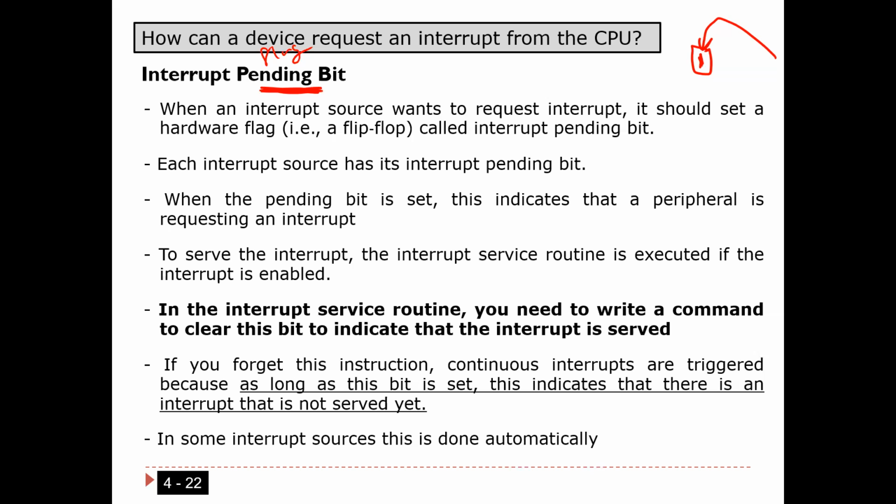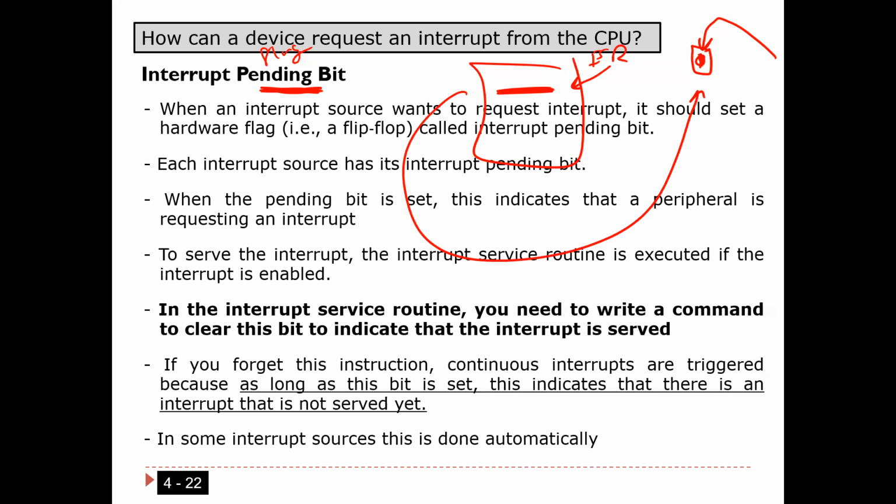However, the hardware is going to put 1 here, but it's your responsibility as a programmer. Once we serve the interrupt and go to the interrupt subroutine, you have to write an instruction to clear this one, make it 0. Let me say it again. There is a very important bit, called the interrupt flag bit or pending bit. Who is going to set this bit? The device, when it requests an interrupt. Once we serve the interrupt and go to the subroutine, it's your responsibility to write the code to clear it.